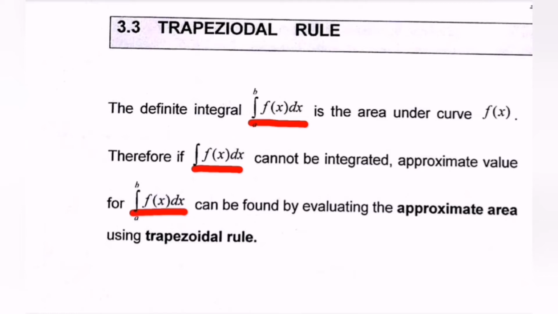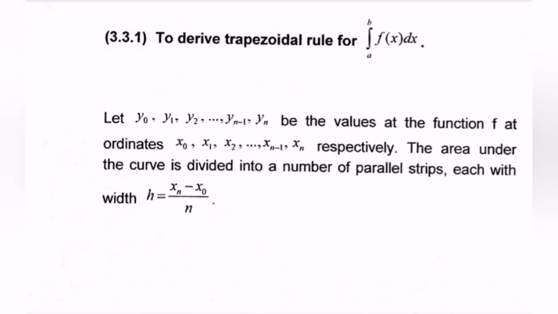The integral of f(x) with respect to x for the limits a to b can be found by evaluating the approximate area using the trapezoidal rule. So do remember, we only approximate or estimate the area. Next part, to derive the formula for the trapezoidal rule for the integral of the function f(x) with respect to x for the limits a to b.